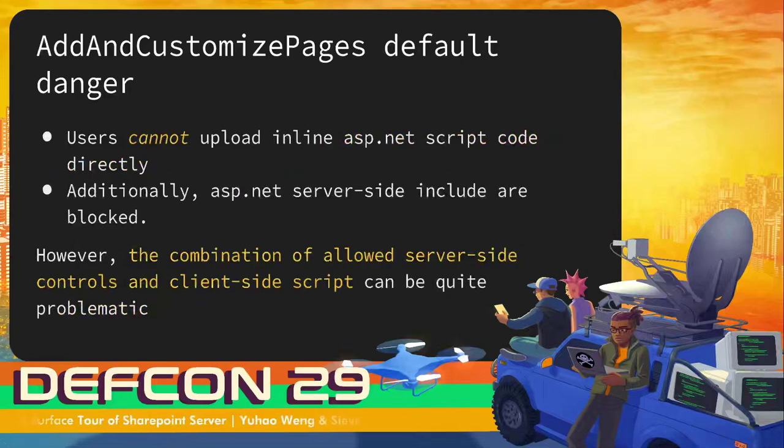Users can also not upload inline ASP.NET script. It will not work because compilation is never allowed. You cannot run compiled code on the server. Additionally, the ASP.NET server-side code blocks are also blocked. However, a combination of the allowed server-side controls and JavaScript can be quite problematic. And we will talk about several vulnerabilities that are raised by this.